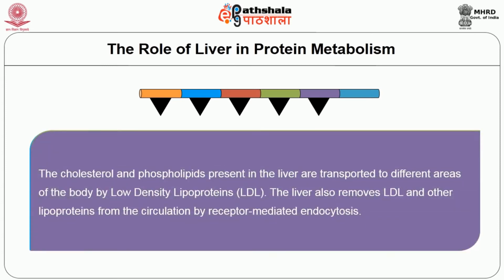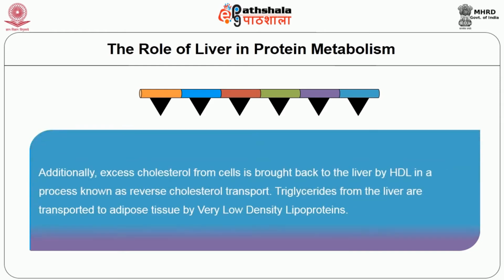The cholesterol and phospholipids present in the liver are transported to different areas of the body by low-density lipoproteins. The liver also removes low-density lipoproteins and other lipoproteins from circulation by receptor-mediated endocytosis. Additionally, excess cholesterol from cells is brought back to the liver by the high-density lipoproteins in a process known as reverse cholesterol transport. Triglycerides from the liver are transported to adipose tissues by very low-density lipoprotein.